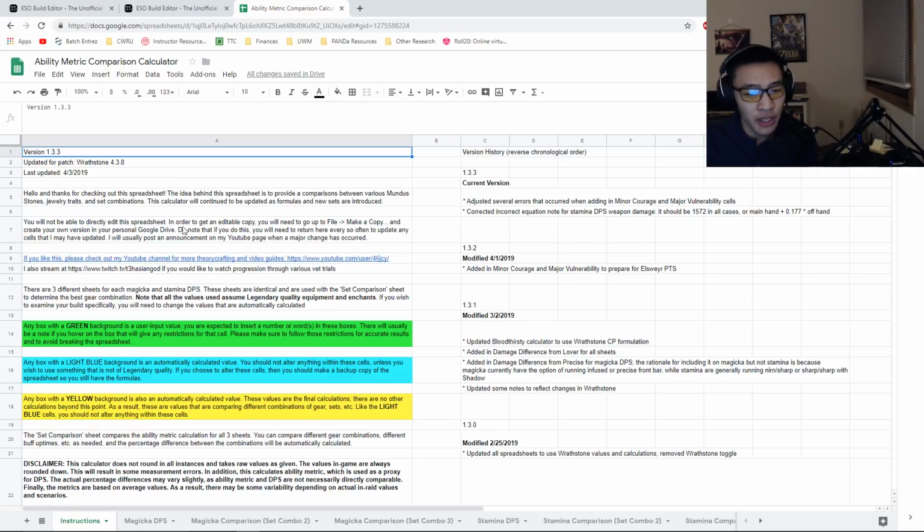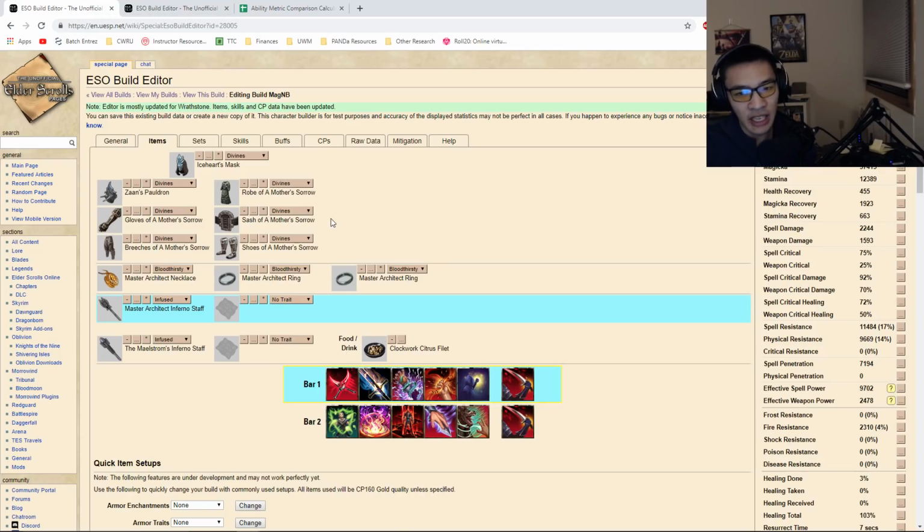So before we get started, I did take a look at both Magicka and Stamina. So the builds that I used to compare these two were exactly the same across both of them. For the Magicka DPS, this is the build that I went with. So I am assuming that we're running a Magicka Nightblade. Same thing with Stamina. We're doing Stamina Nightblade here.